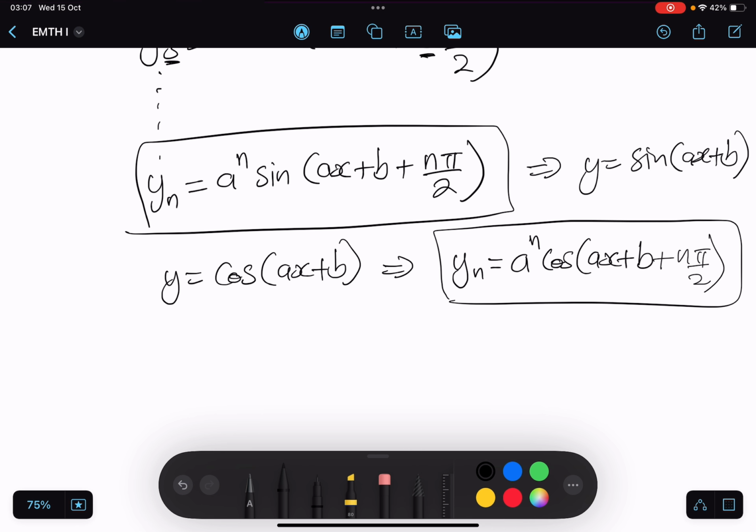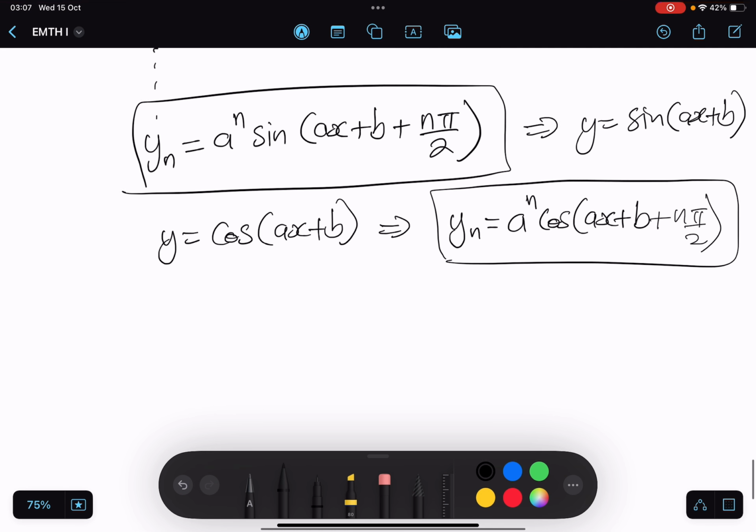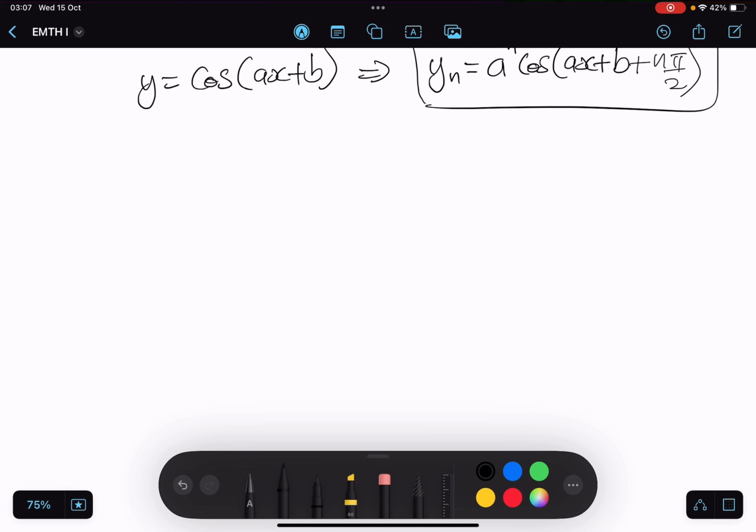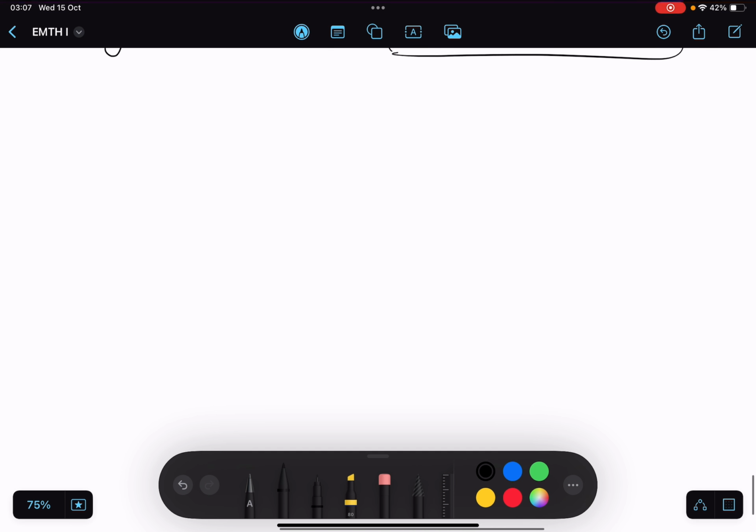So now we have done trigonometric, exponential, and polynomial functions. We are also interested in looking at the combination of functions. When we have combined them, what is the nth derivative? So the basic one we are going to look at is when y is equal to ax sine bx plus c.